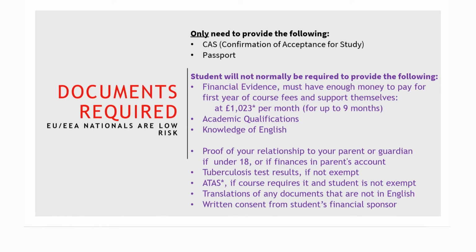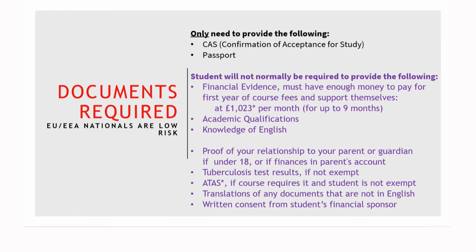Okay, so what documents will you need when you apply for your visa? Well, as an EU and EEA national, you are regarded by the UK Home Office as low risk. And this means that the only documentation you should need is a CAS and your passport. And what I've done here in purple is list all the documentation that you would need if you were not a low risk national. Now, it should be highlighted at this stage that the Home Office can ask for any of this documentation as part of the visa application process. However, this is generally unlikely, and it's usually only asked if you have a criminal record.